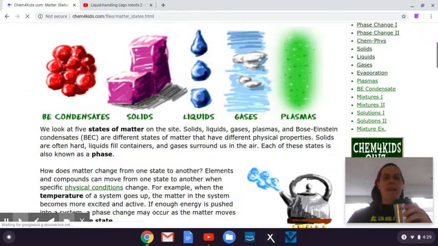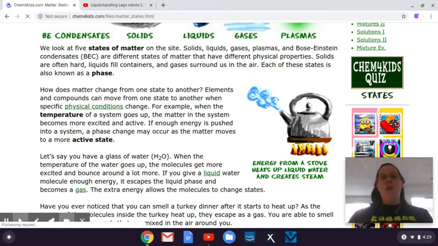If we look at the states of matter, we look at the 5 states of matter on the site: solids, liquids, gases, plasmas, and the BEC. They are different states of matter that have different physical properties. Solids are often hard, liquids fill containers, and gases surround us in the air. Each of these states is also known as a phase. So these are different phases of matter.